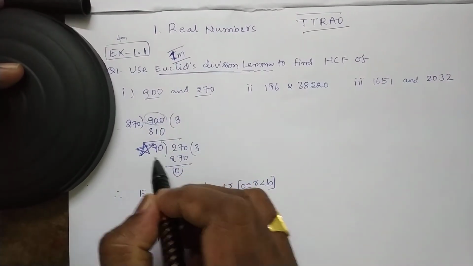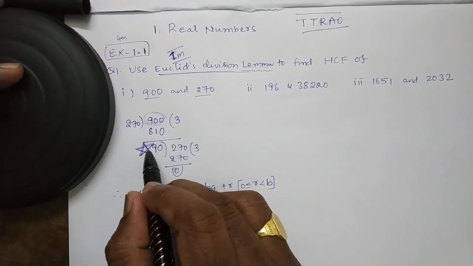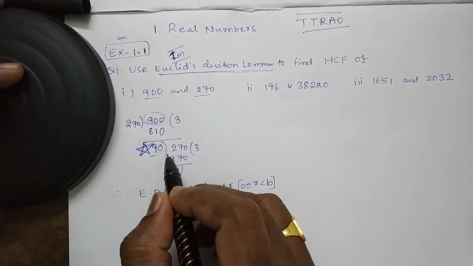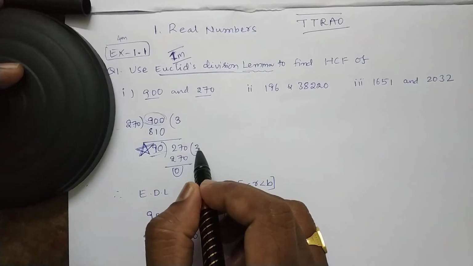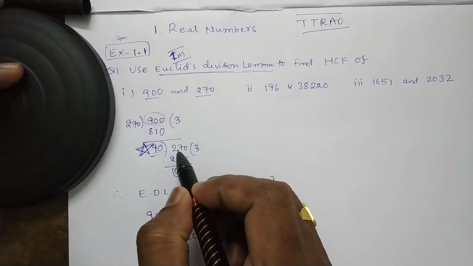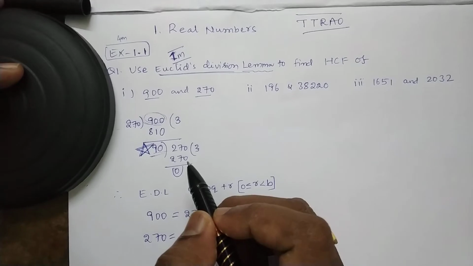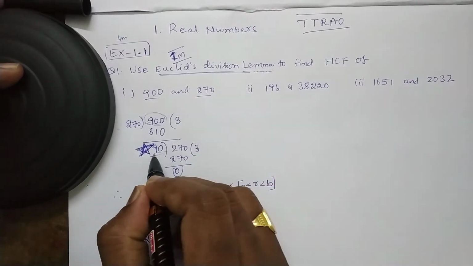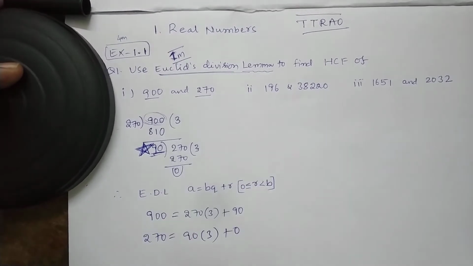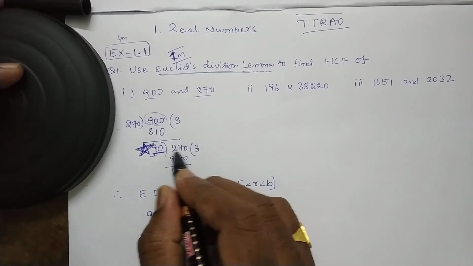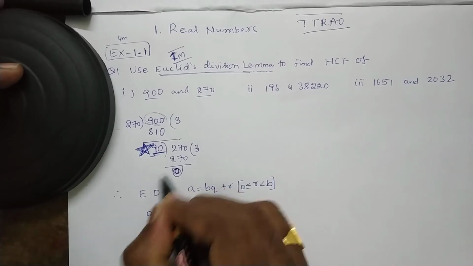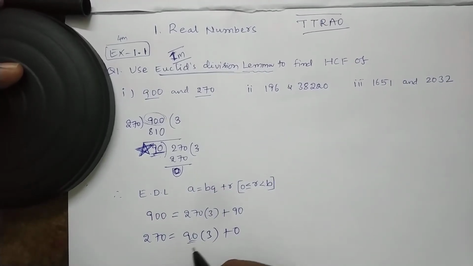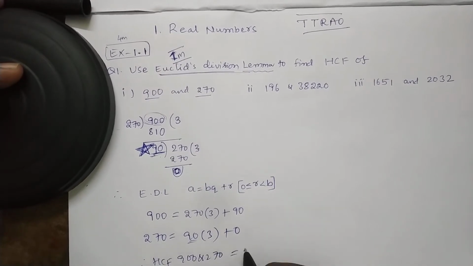Actually you have to keep a star mark here, because some children will keep 3 as the HCF, some children will write 270 as the HCF. So there is a lot of confusion. Better you keep the star mark at the last divisor. Since 90 as the divisor made the remainder 0, therefore 90 is the HCF. So the HCF of the given two numbers, 900 and 270, is 90.